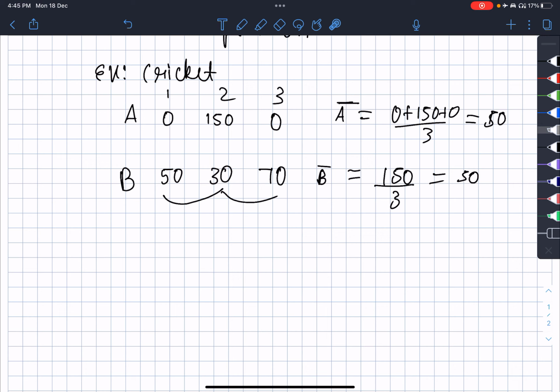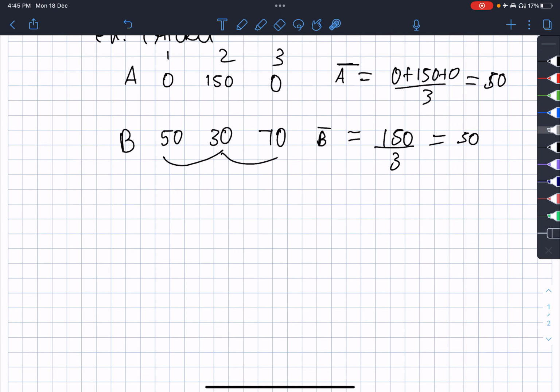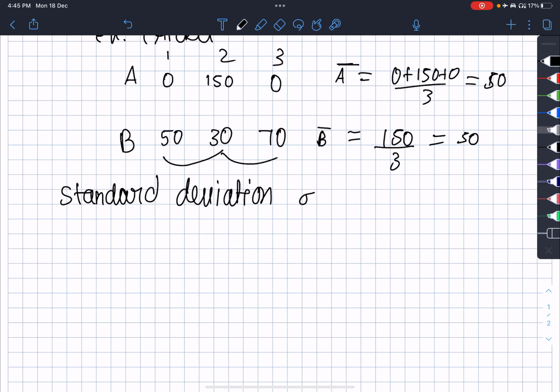It doesn't matter that the mean is the same; what you have to check is whether the distribution of the numbers is equal, whether it is maintaining or not. So here we come to dispersion. Here what we take out is standard deviation. Standard deviation is represented by sigma. It's a Greek letter, so it is represented by sigma.